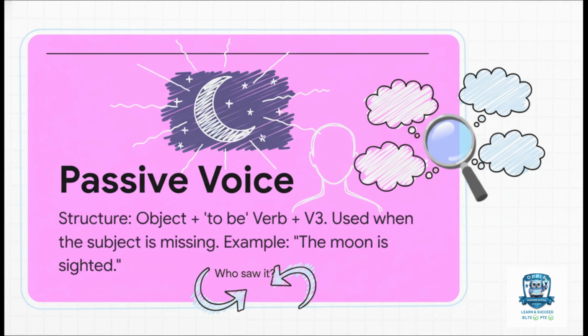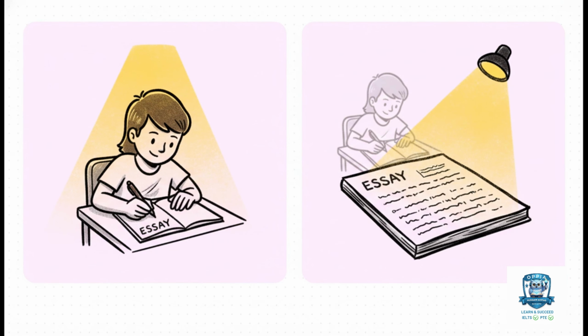Who saw it? We have no idea. And for this sentence, it just doesn't matter. The passive voice lets us highlight the event. You see this a lot in scientific reports, like "the solution was heated," to sound objective. Or even in the news when someone wants to avoid blame, right? "Mistakes were made."